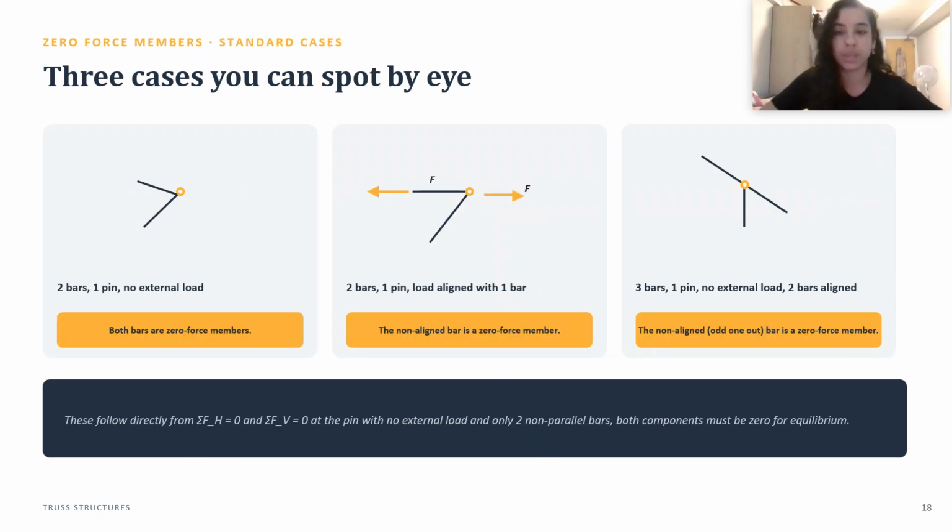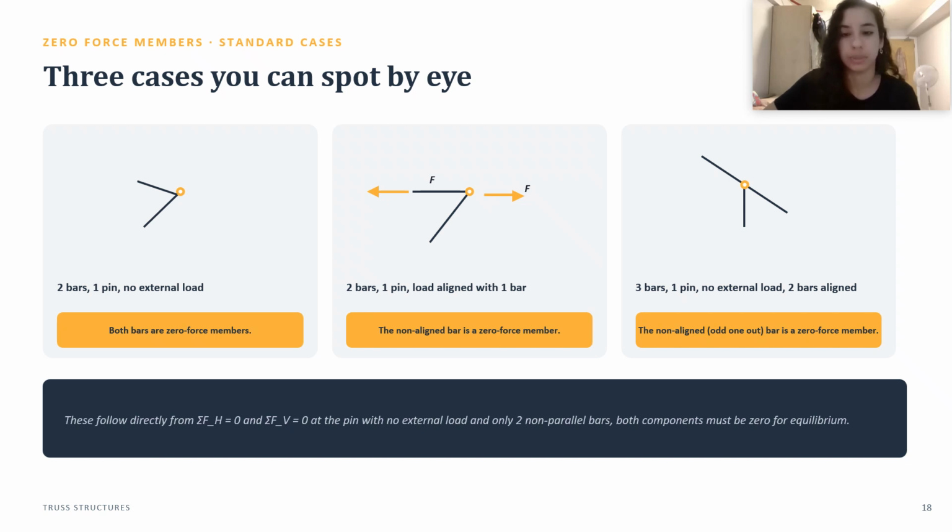Now, you can have 2 bars that are connected to a pin, and there is no external load on that pin, then obviously these members are going to be zero force. If you have 2 bars and 1 pin, and you got a load aligned with bar 1, as you see on the pin, the load is not going this way or this way, it is aligned to the bar.